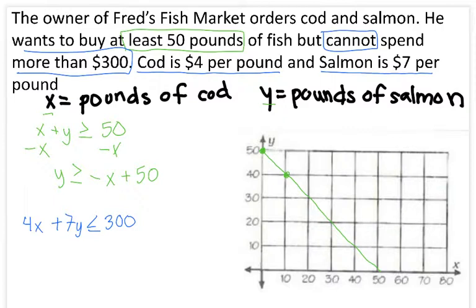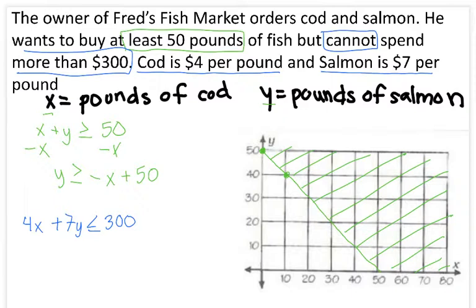Next, we will need to shade, because this is an inequality. Y greater than or equal to means that we're going to be shading above the line. So we're going to shade above this line. And that will be above the line.